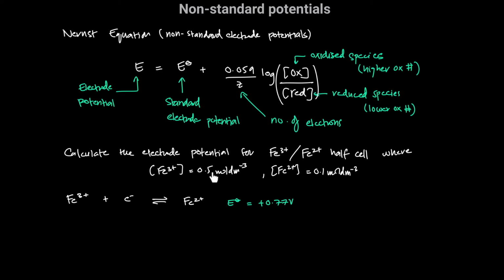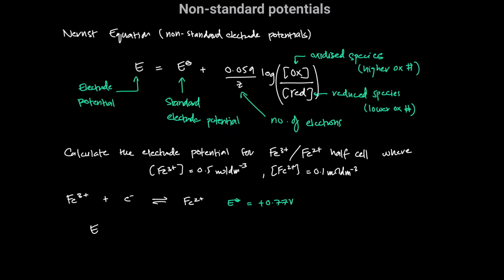Because here we can clearly see that we have a much higher concentration of Fe3+ compared to Fe2+ ions, which means that this equilibrium is further to the right than the standard equilibrium. In the standard equilibrium, the concentrations are equal. Here, the concentration of Fe3+ is greater, so this equilibrium is further to the right. We would expect the value of the electrode potential to be more positive. Now let's calculate it.